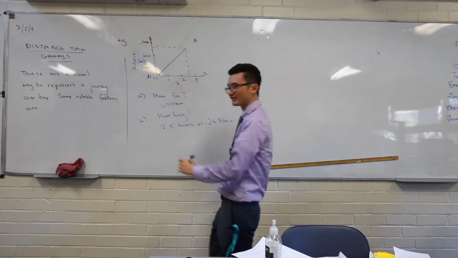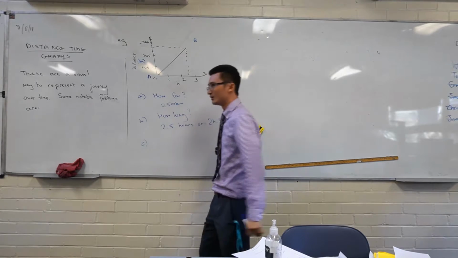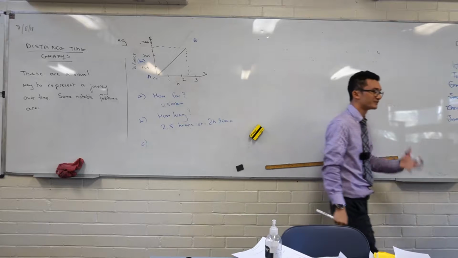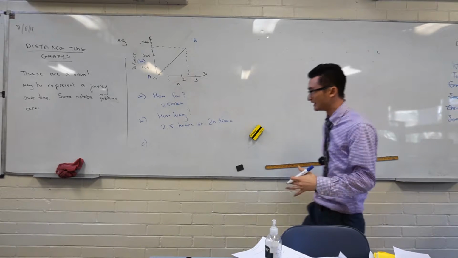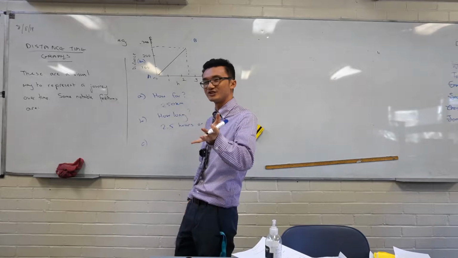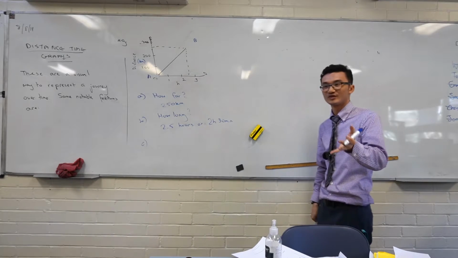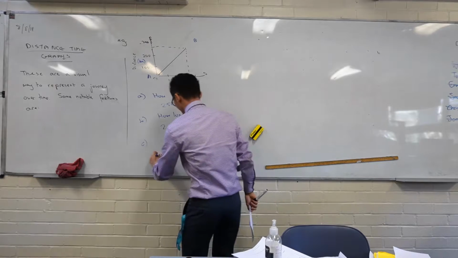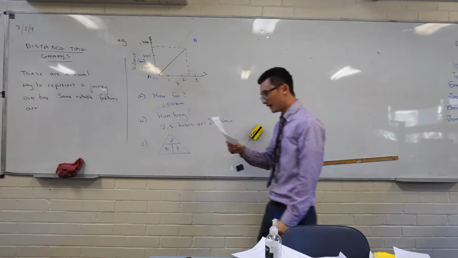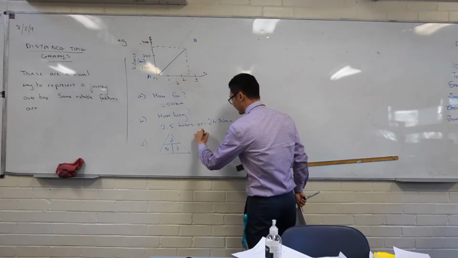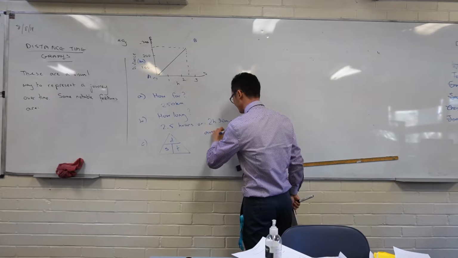Now, we chatted about this last lesson. We talked about this idea of average, and there's a formula to calculate your average speed. Do you remember the shape that we drew last lesson? We drew a triangle. Just to jog your memory, it looks like this. And I'm now asking, what was the average speed?